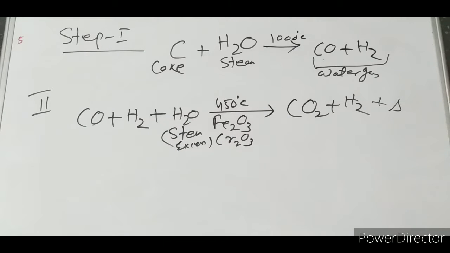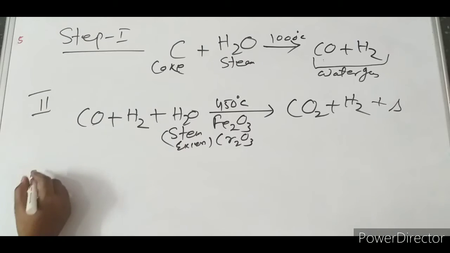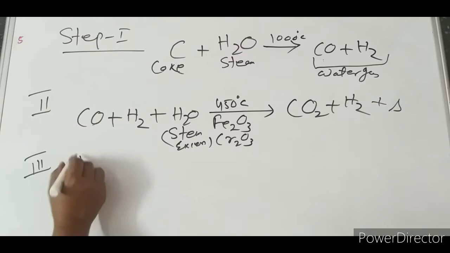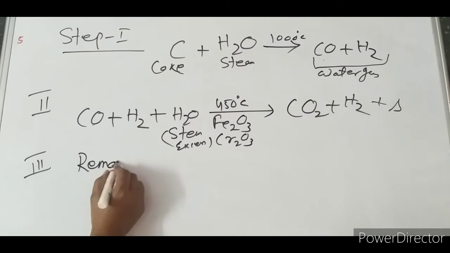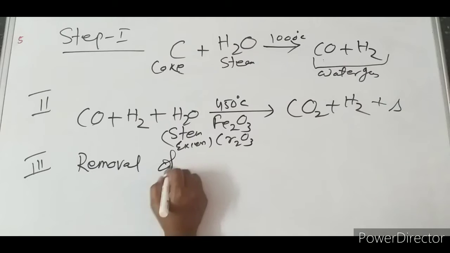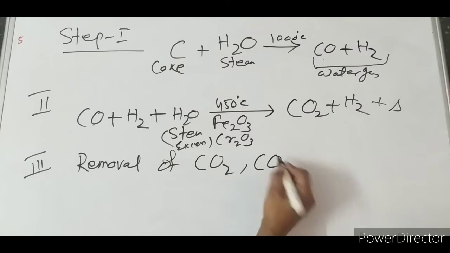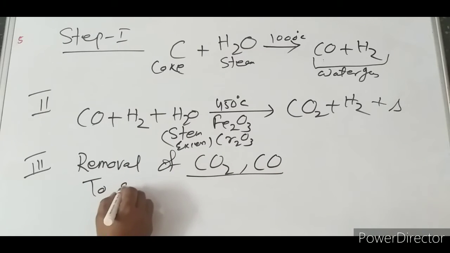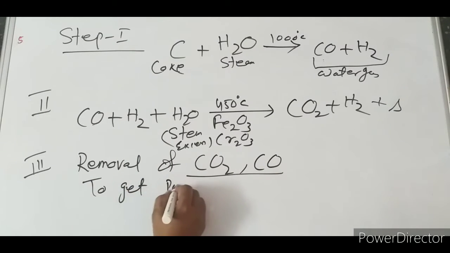So the third step will be removal of carbon dioxide and carbon monoxide from the mixture. Why this removal? To get pure hydrogen, these have to be removed.